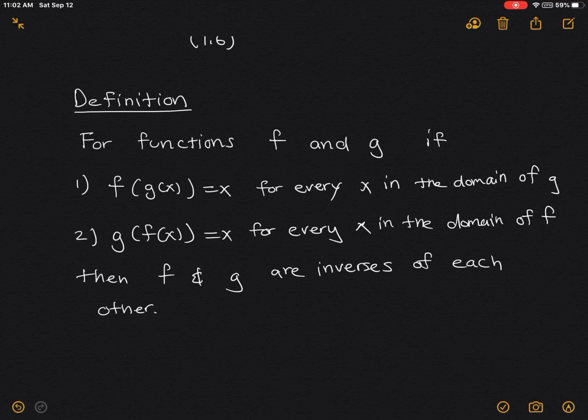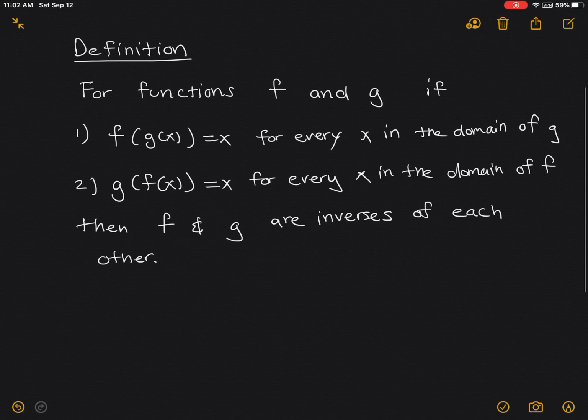If I do the function composition one way and I get the identity function, this x right here is called the identity function. And if I do the function composition the other way, I also get the identity function. Then f and g are inverses. Okay, so remember in general I said f of g of x does not equal g of f of x. But if they actually do, if they both equal each other, in this case, if they both equal x, then they're inverses.